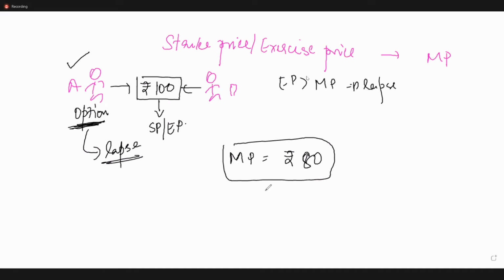If the situation was the other way around, if the market price had gone to 120 rupees, then why will he go to the market and buy? He will buy it from Mr. B because he's getting it for 100 rupees. So in this situation, when your exercise price is lesser than the market price, that time you will exercise the option. These are the terms that we use. Is this clear, Hadi, and everyone else? Yes, ma'am. Thank you.